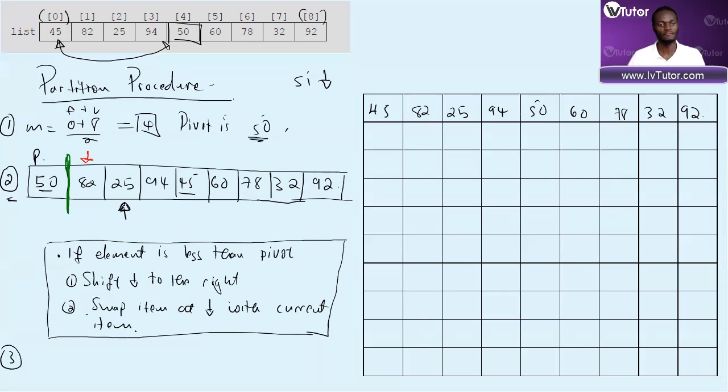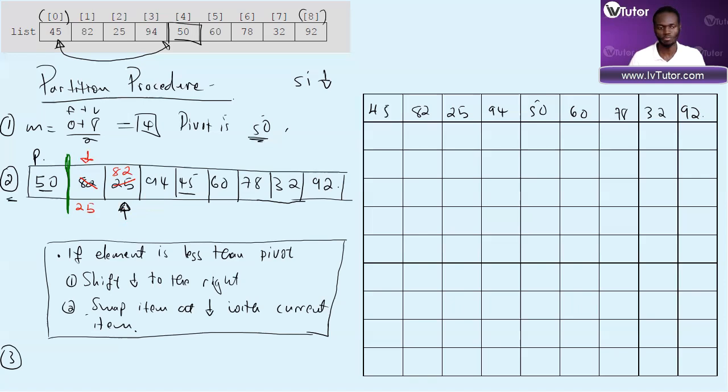So we have found that 25 is less than the pivot. Therefore, we shifted our small index by 1 to the right. Small index is now here. And then we swap the item at small index with the item where we are. Sometimes this can be the same element, which means the swap happens, but nothing changes. But in this case, we are going to swap. This here is going to become 25. This here is going to become 82. Okay? Then we keep on moving.